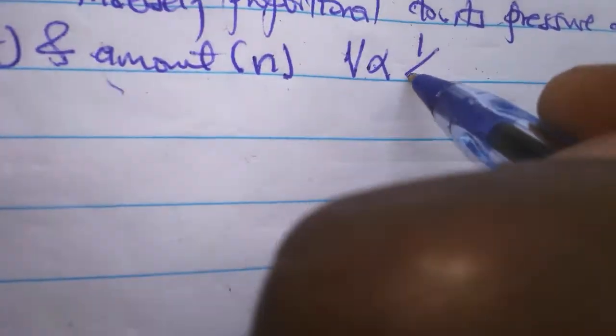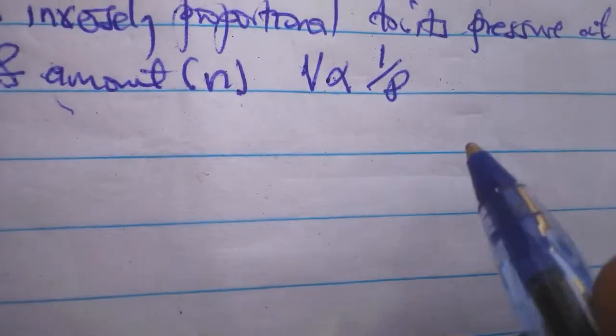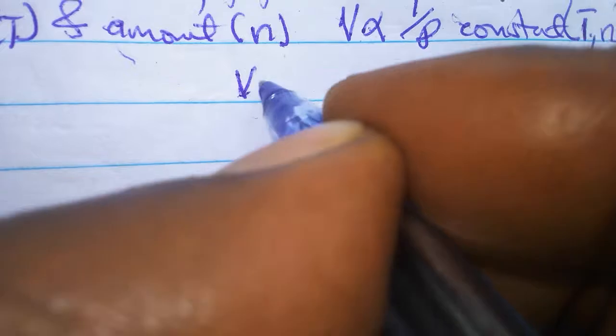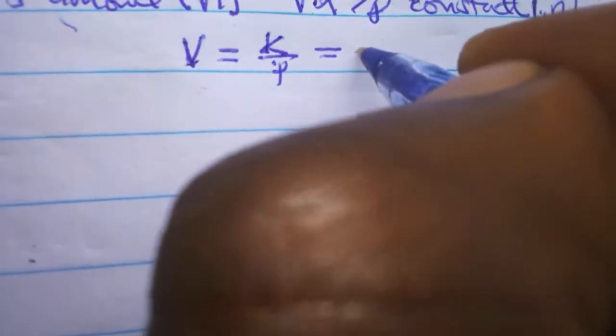So to derive this expression, it is saying that the volume of a fixed mass of a gas is inversely proportional to its pressure at constant temperature and amount. So that means V will be equal to K out of P. To make K the subject of the formula, we shall have V out of P equaling K.